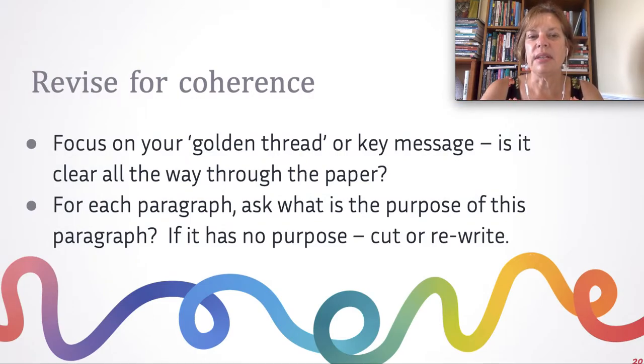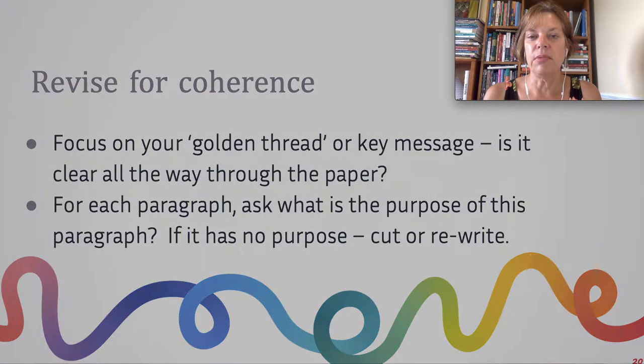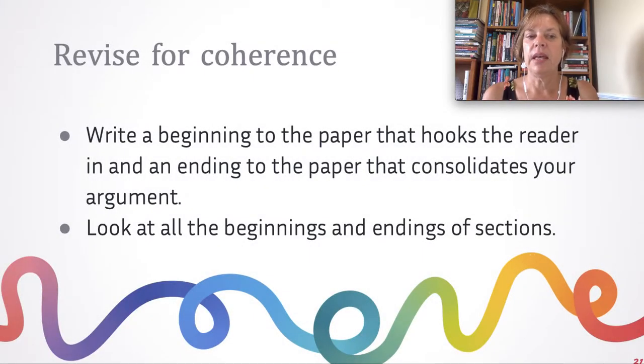So how do you do this? Well, coherence is all about allowing your reader to float through that paper. So you want to make sure your golden thread or key message is clear all the way through the paper. For each paragraph, you're asking, what is the purpose of this paragraph? If it doesn't fit in, or there's no real purpose, then you cut it or you rewrite it to make it fit in. This is where you have to think about the beginnings and endings of sections, the beginnings and endings of paragraphs, and how they link together.